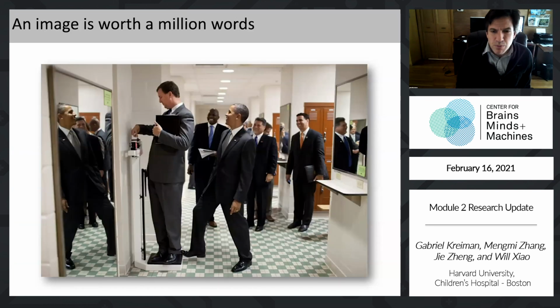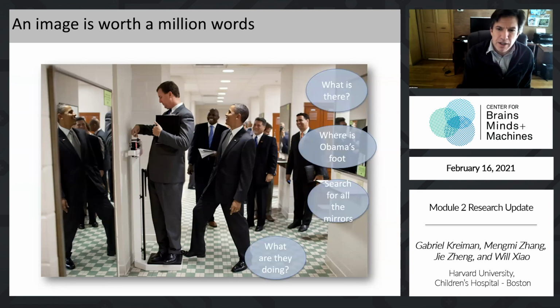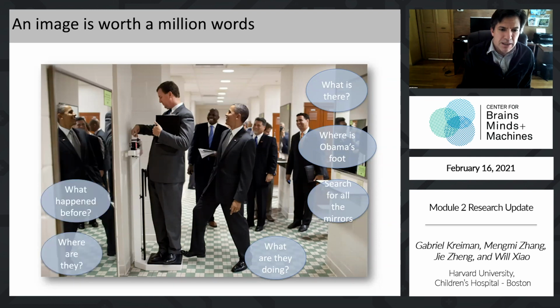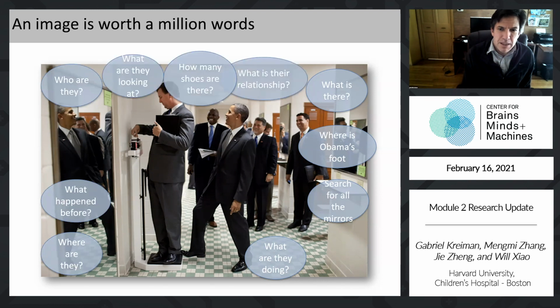So very briefly, just to recap, in Module 2 we are interested in how we can flexibly use visual information to answer essentially an infinite number of questions on an image. So we take an image like this one, and in a very short amount of time, we can make a lot of inferences and answer questions about how many shoes there are, who they are, what they are doing, where is Obama's foot, maybe even what happened before, and perhaps understand why this image is meant to be humorous.